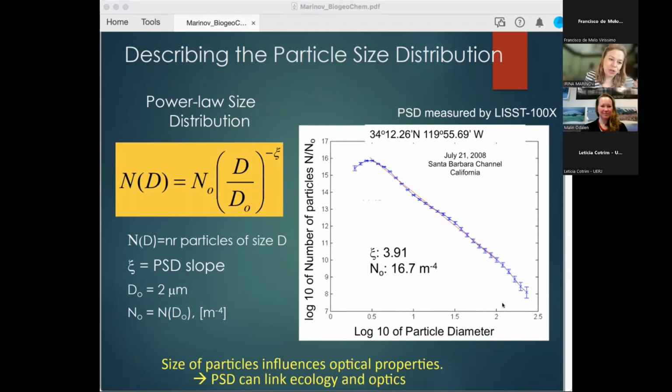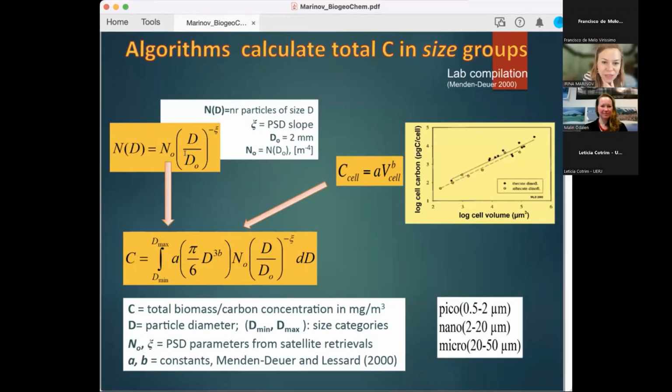That relationship is retrieved, and it is used to derive the PSD slope that we see here. Given this PSD slope retrieved from the satellite products, and with the assumption of a power law spectrum, we combine this relationship with what? Well, this is the second assumption: we assume a power law model here.